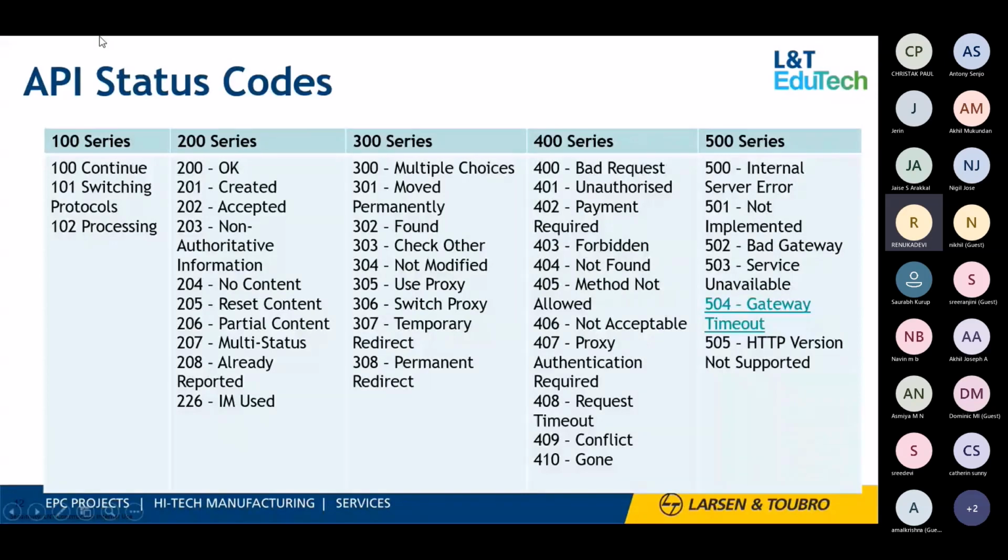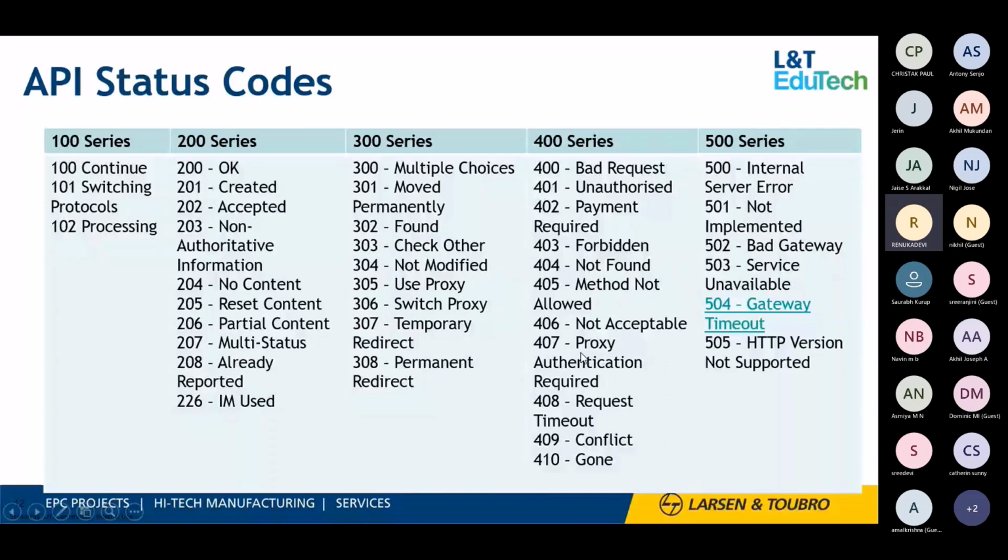Similarly, 400 represents bad request. And yes, sometimes we get bad request and all, right? So that error status code is 400. 404, we know, right? Page not found error. And 408 is request timeout. The request which you have made got timeout. So these are some of the 400 series status codes.